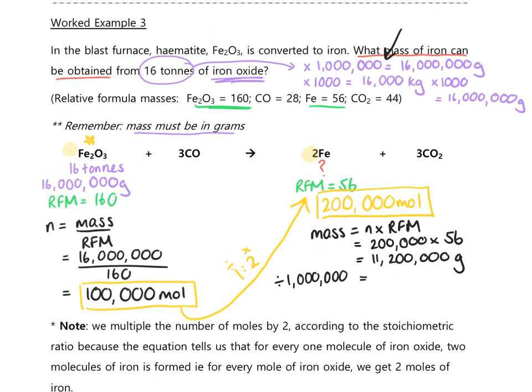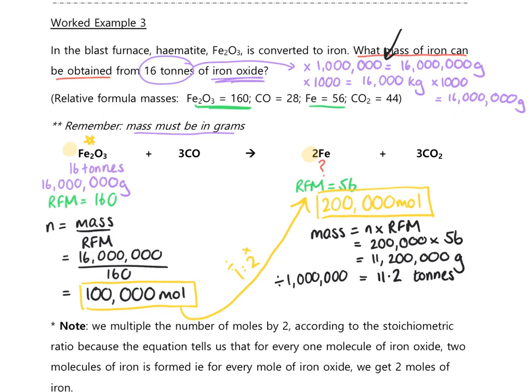Put that into your calculator. 11,200,000 grams divided by 1,000,000 is going to give you 11.2 tons. That just tidies your answer up a bit, and the exam question might actually ask you to give your answer in tons.